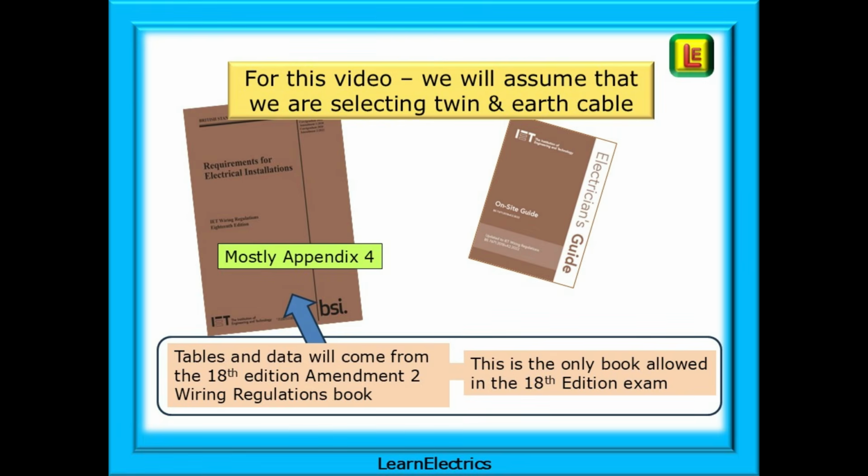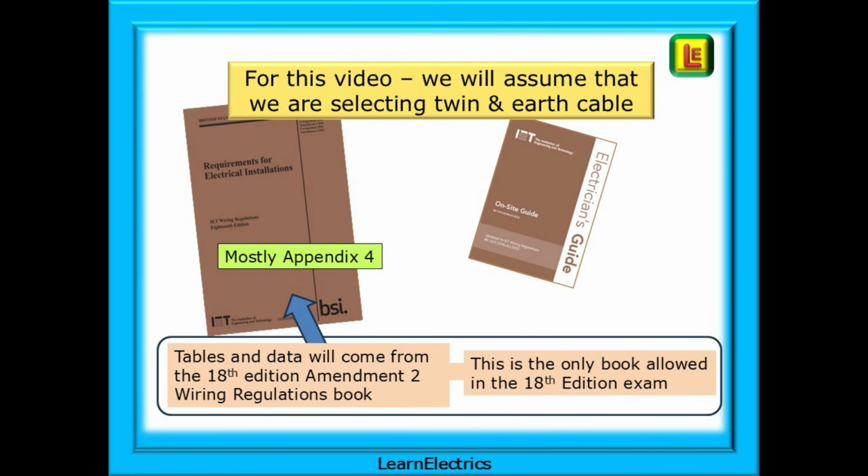For this video, we will assume that we are selecting twin and earth cable, as this is a popular cable in domestic work. If you can understand how to manipulate the equations for twin and earth, other cables will be easy too. Tables and data will come from the 18th edition Amendment 2 Wiring Regulations book, the Brown Book.